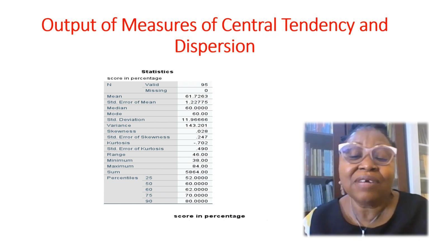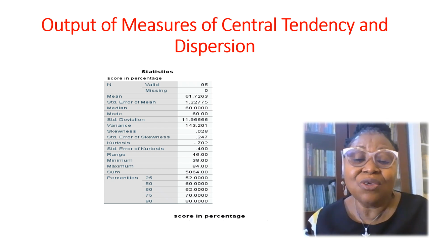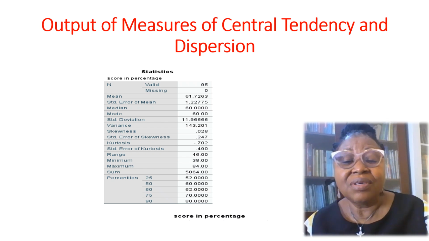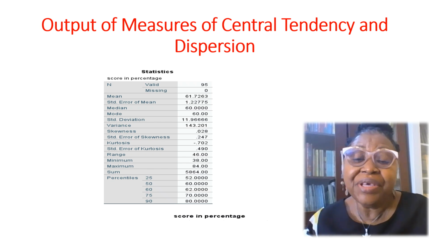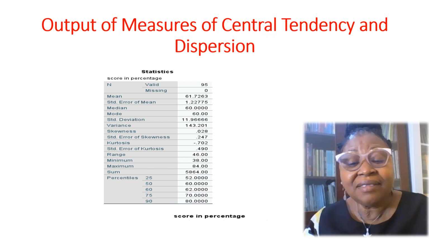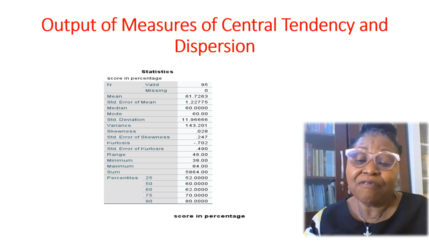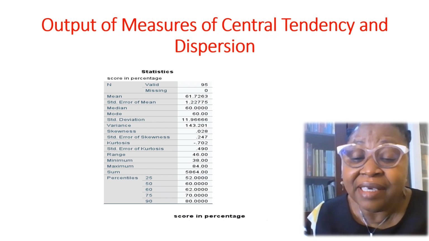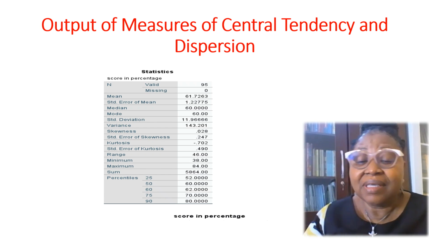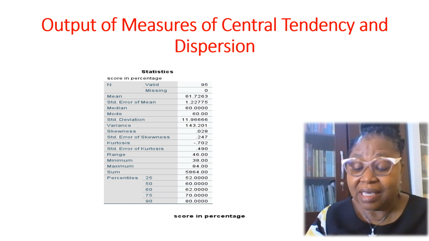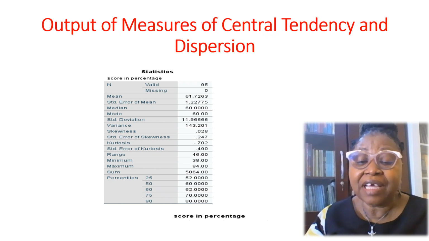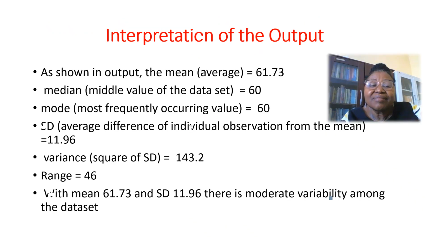So this is our output. If you look at this graph now, you will see that there are values for mean, for median, for mode, and for all the descriptive measures and measures of dispersion you have checked. So this is the output of measures of central tendency and dispersion. After analyzing your data, you should be able to interpret it. So let's look at it.